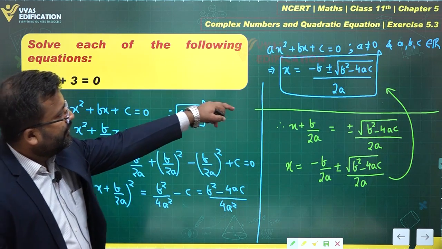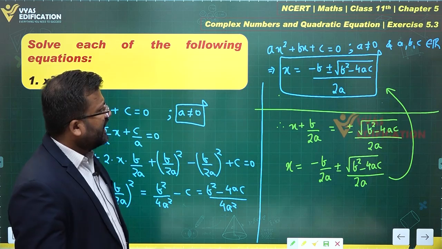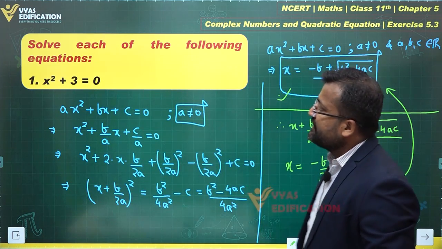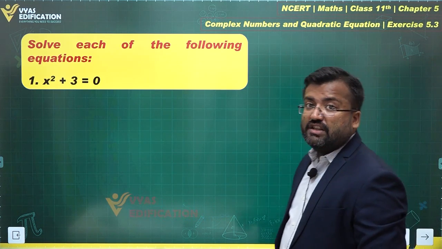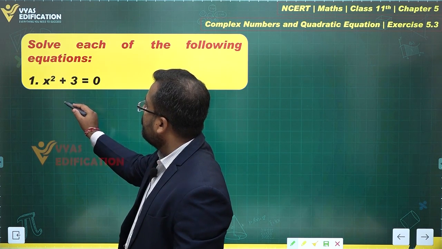That is what we have obtained over there, right? Is that okay? Yes, that is okay. And on the basis of this formula, I will be solving this question next. x square plus 3 equals 0. Let's try to solve this quadratic equation over here. This is x square plus 3 equal to 0.